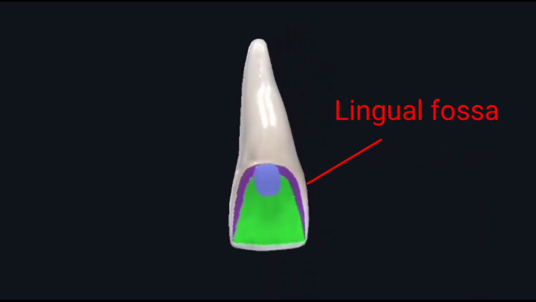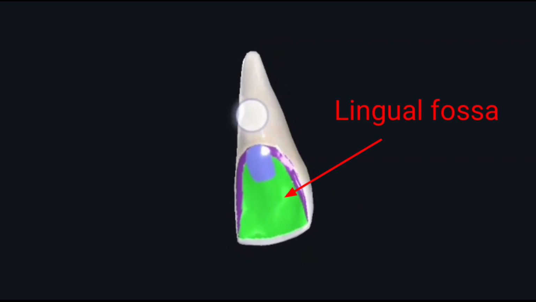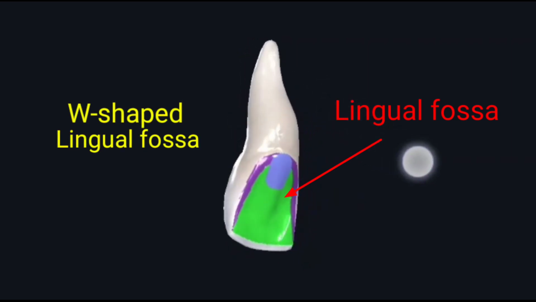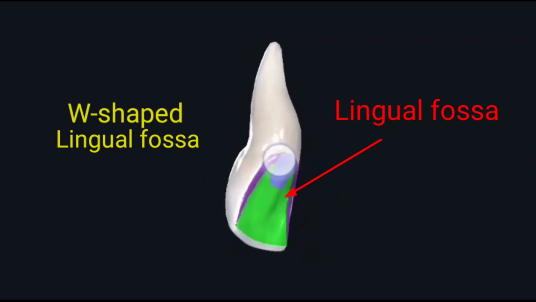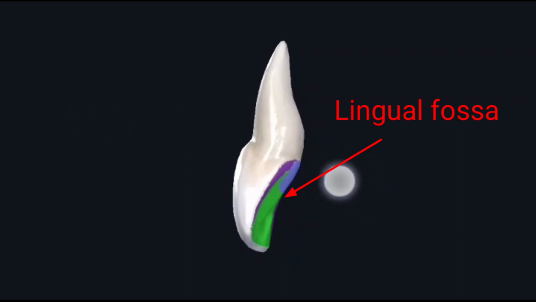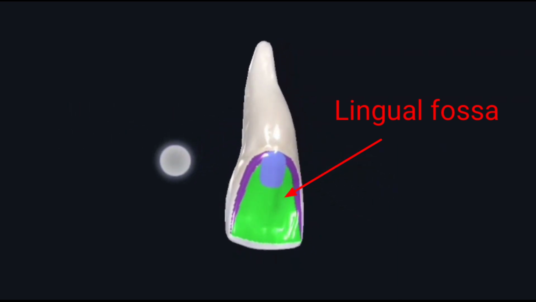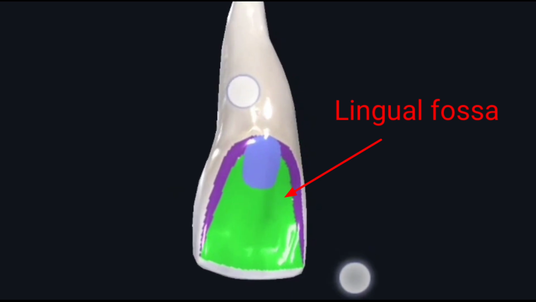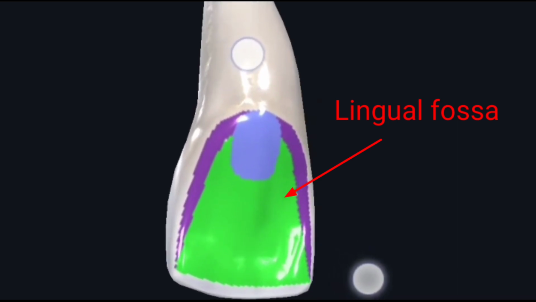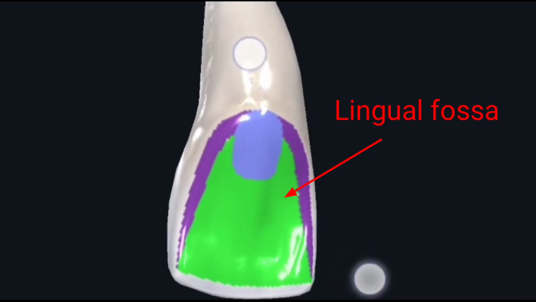Lingual fossa. It is the smooth, shallow concave area found along the lingual surface of the maxillary central incisor tooth. It is bounded superiorly by the cingulum, inferiorly by the incisal margin, and mesially and distally by the marginal ridges.